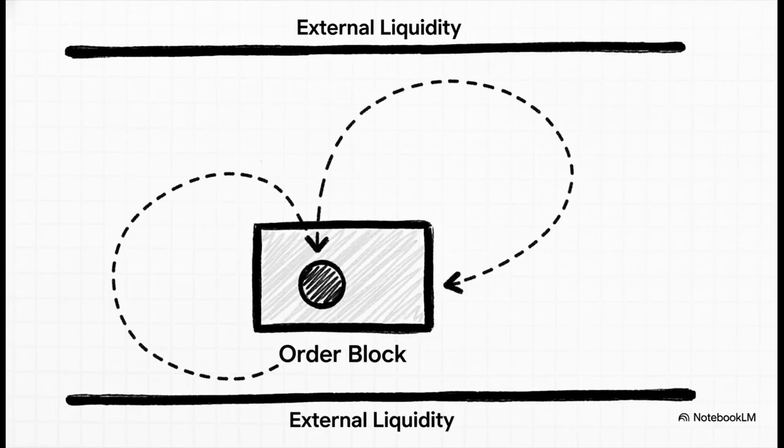A really great way to picture this is to think of the price as a ping pong ball. It shoots up, takes out the external liquidity at a high, and then it bounces back down to an area of internal liquidity, that's our order block, before it launches right back up again. It's this simple back and forth that really drives the whole strategy.